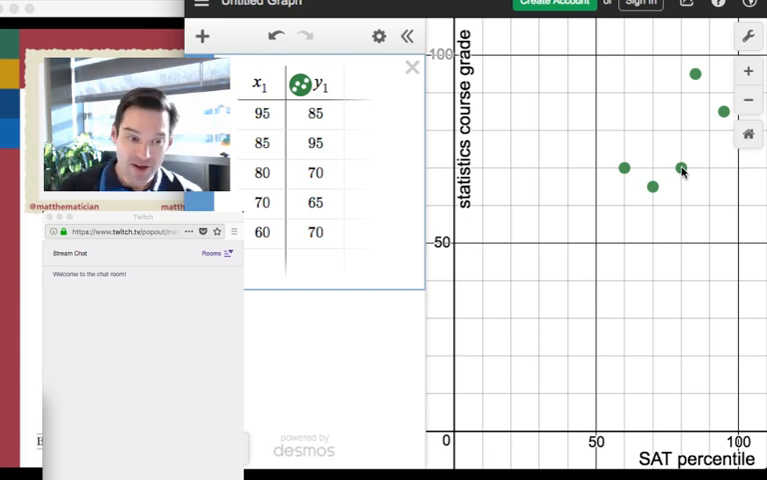So with that caveat, though, what can we still say about this relationship? Right? Can we still model this with a linear function? And if so, where is that linear function going to come from?